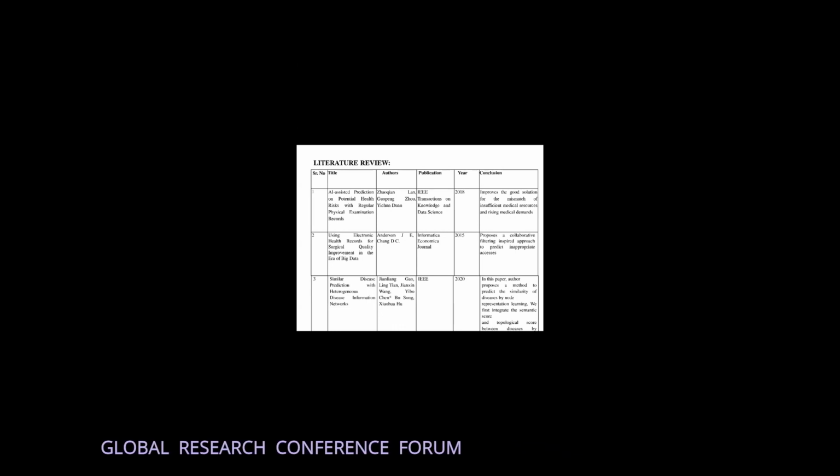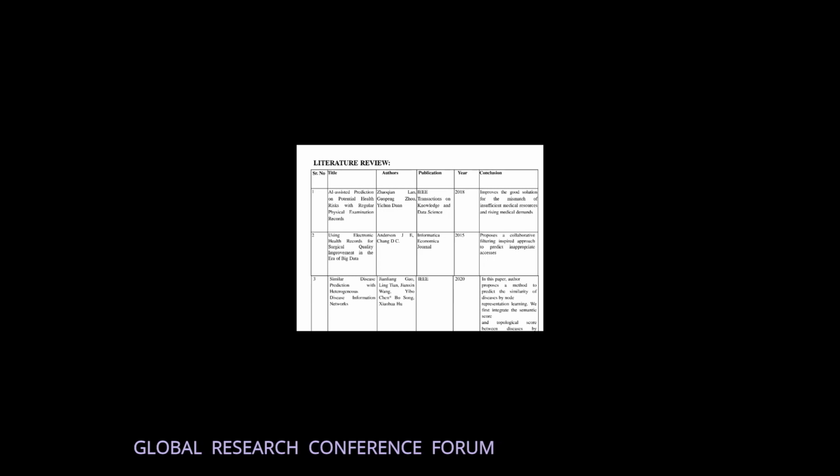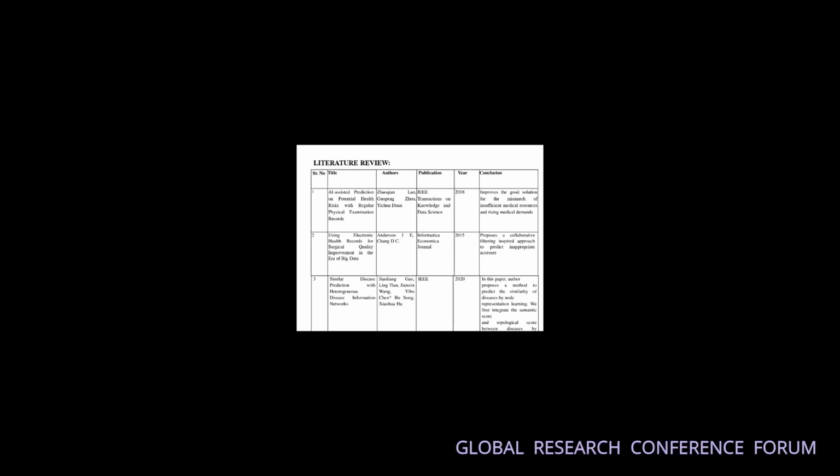Third, similar disease prediction with heterogeneous disease information network. This paper was published in 2020. In this paper, the author proposes a method to predict the similarity of disease by node representation learning. We first integrate the semantic score and topological score between diseases.